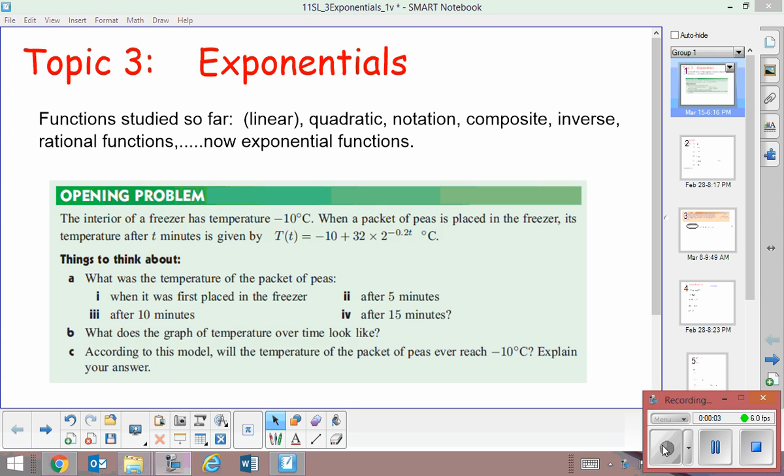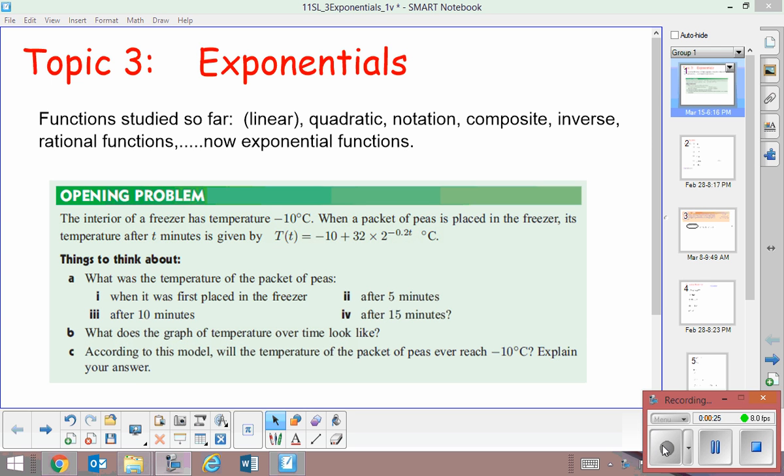Hi, Year 11 IB. We're now starting the next topic on exponentials. If you think about the functions you've looked at so far, we've started off with quadratics, and of course linear functions from Year 10 you've done. We've looked at notation, composite functions, inverse functions, and rational functions. Now we want to look at exponential functions.